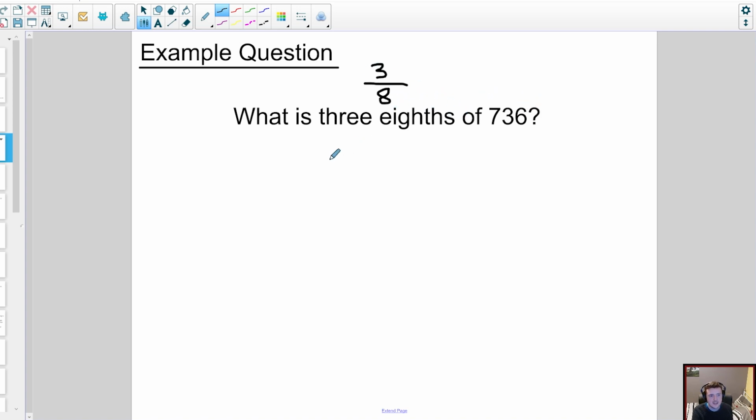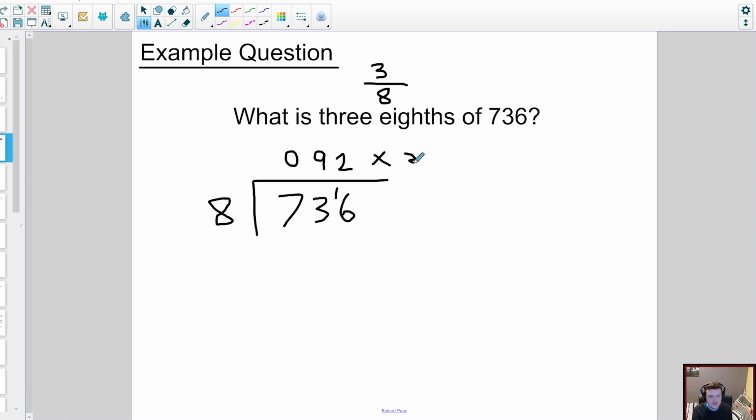I'm going to do the dividing again, because this is what I'm used to doing. But you could times it by 3 first if you wanted to. So let's take our 736 and divide it by 8. 8 into 7 doesn't go. 8 into 73 is 9 times, with a remainder of 1, because 8 9s are 72. And 8 into 16 goes twice, so our answer is 92. We're going to multiply that by 3, and that's going to give us an answer of 276.